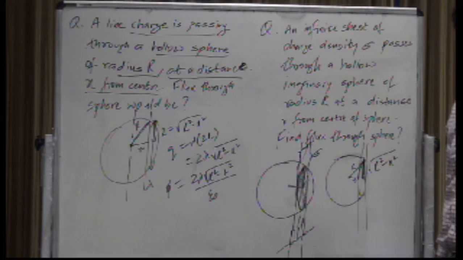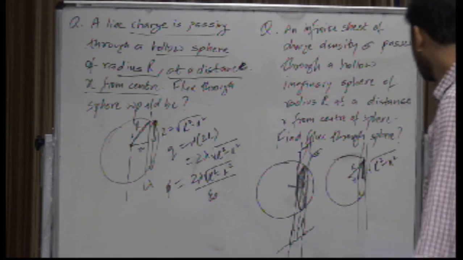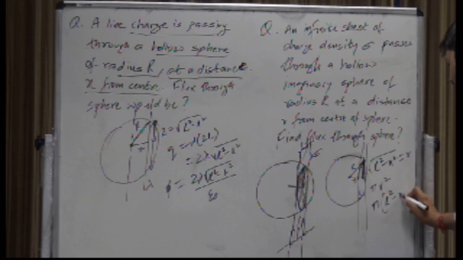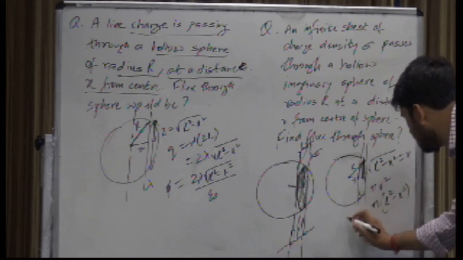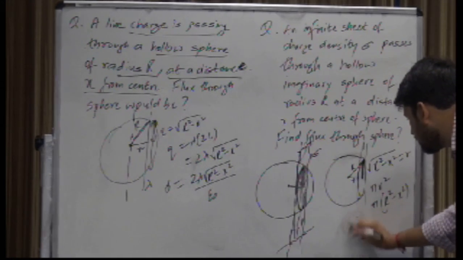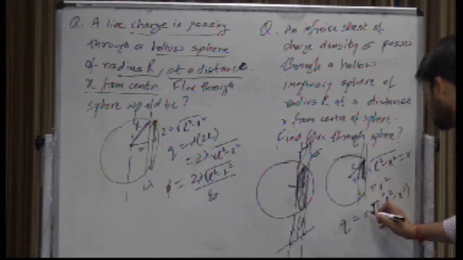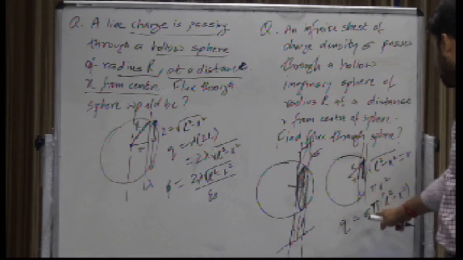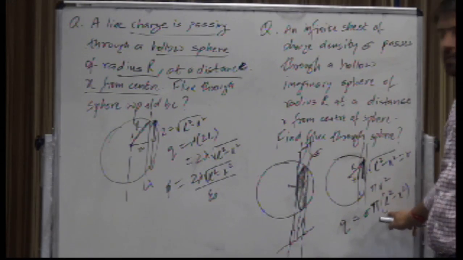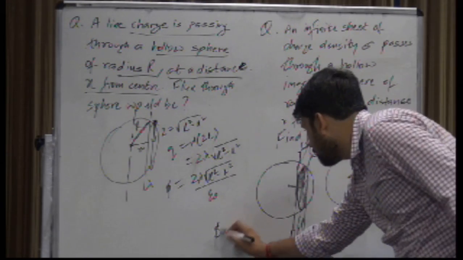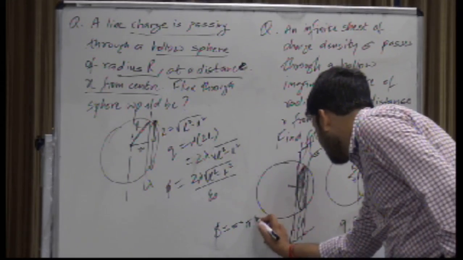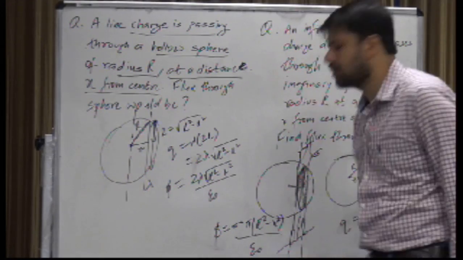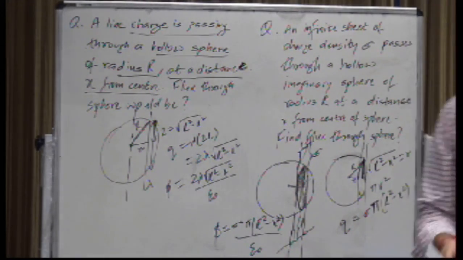What would be the area of this circular portion? Let's call it small r. The area would be pi r square, or pi capital R square minus x square. The charge would be sigma into this thing. Sigma is what? Charge upon area. So to find charge you need to multiply it with area. This would be charge density into area. The flux would be sigma pi R square minus x square upon epsilon naught, right? That was the answer.